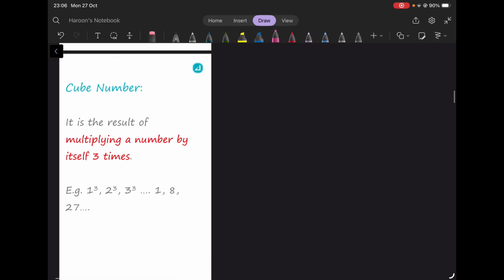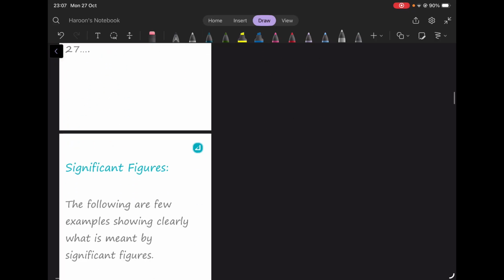Now cube numbers, as the name suggests, I'll just cube the numbers now. 1 cubed is 1, 2 cubed is equal to 8, 3 cubed, raised to power 3, is 27, 4 cubed is equal to 64, 5 cubed is equal to 125 and so on. These are your cube numbers. Next would be 6 cubed, then 7 cubed and so on.